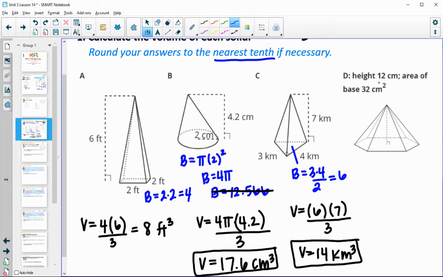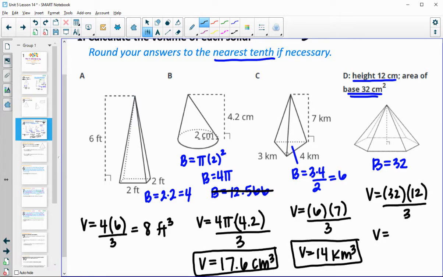Part D tells us that the height is 12 and that the base area is 32. So we don't need to calculate the base area. We already have it. So now we just need to do base area, which is 32, times the height, which they told us was 12, and then divide by 3. So 32 times 12 is 384, divided by 3 is 128 centimeters cubed.